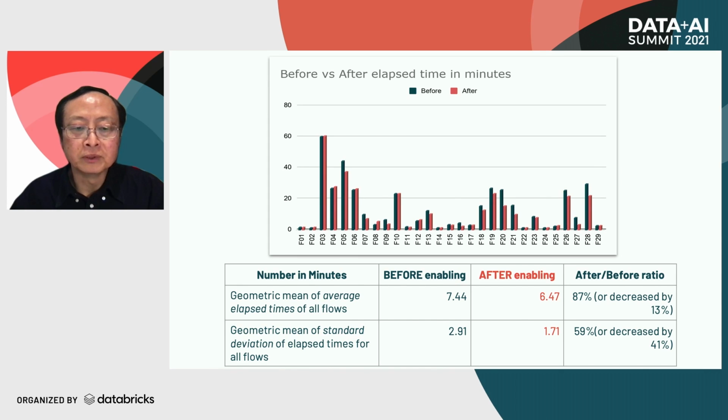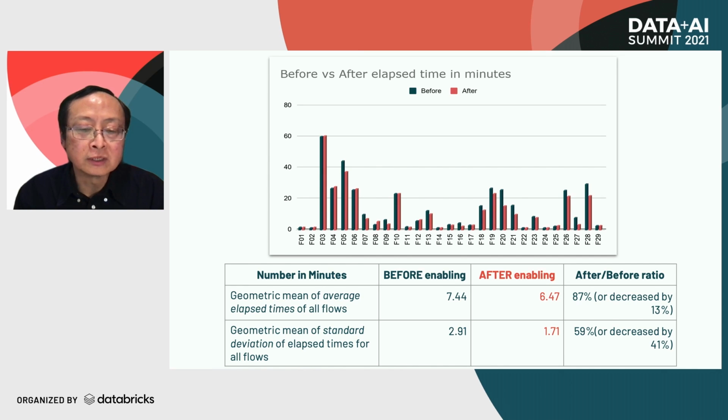We also computed the geometric mean of the standard deviation of all the job elapsed times, and we found out that after enabling speculation, we were able to reduce the standard deviation of the job elapsed time by 41%. The 41% reduction in the standard deviation is significant.